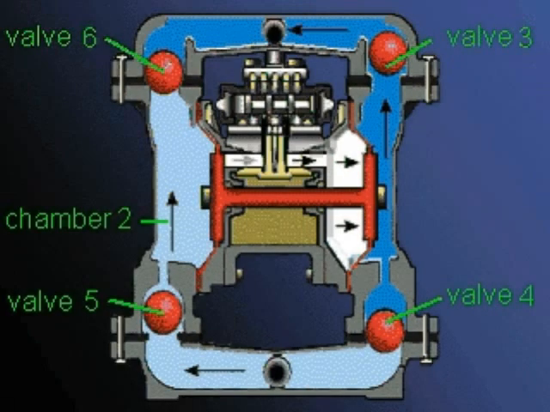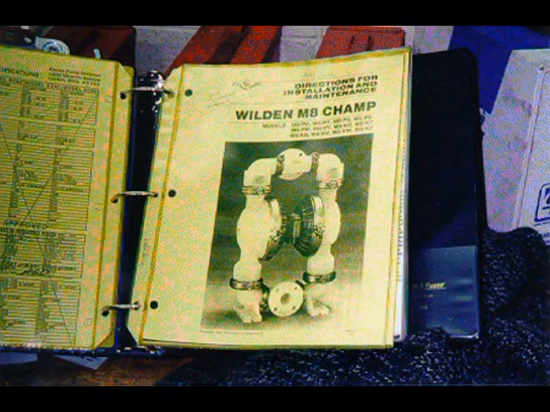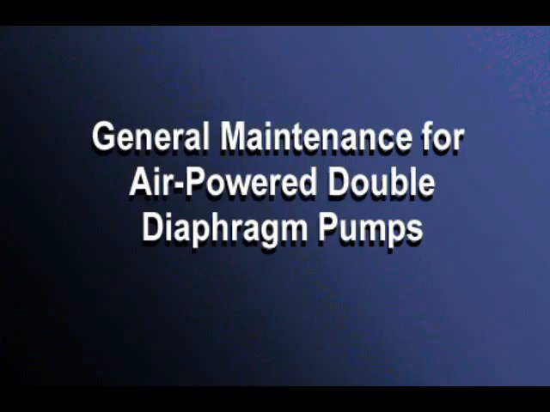When the pressurized diaphragm reaches the limit of its stroke, the air valve shifts the air supply to the opposite diaphragm. As with other equipment, refer to the manufacturer's literature for specific information about operation and maintenance of the air-powered double diaphragm pump. But there are some general considerations to point out.